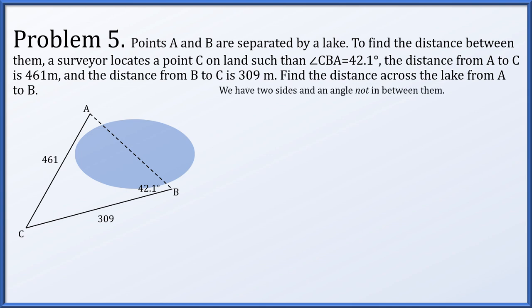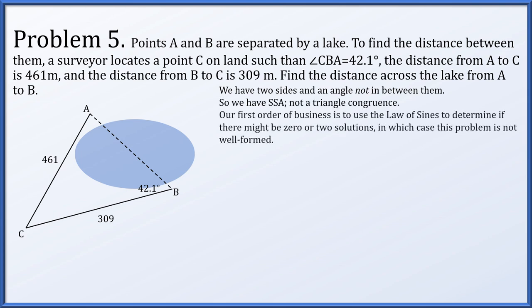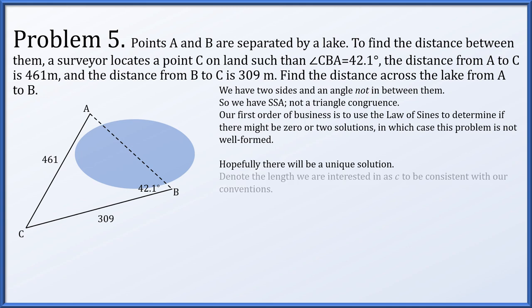But observe, we're given two sides and an angle that is not in between them. That's SSA, it is not a triangle congruence. So the first thing we need to do, using the law of sines, is determine if there might be no solution at all, or maybe two different possible solutions, in which case the problem is not very well formed. We're hoping that we're going to find that there is in fact one unique solution.